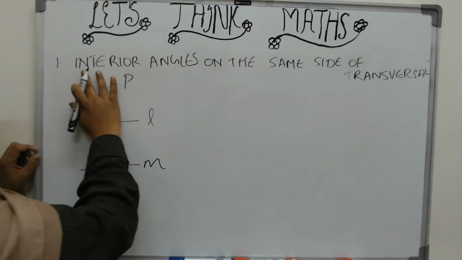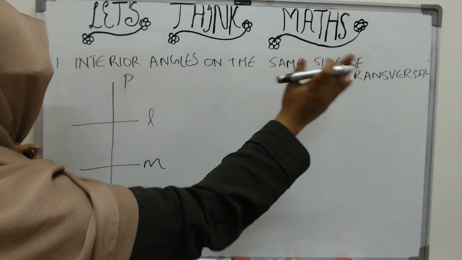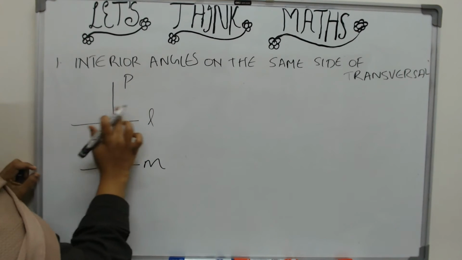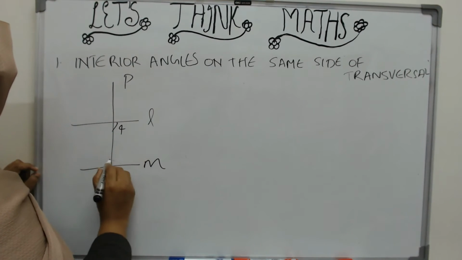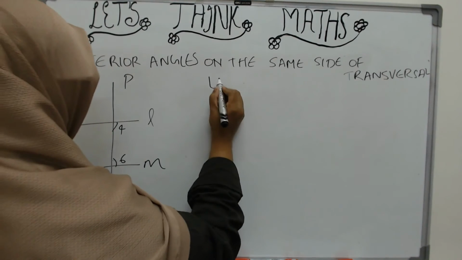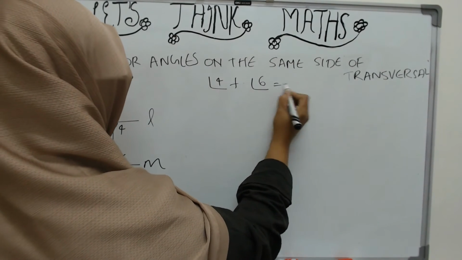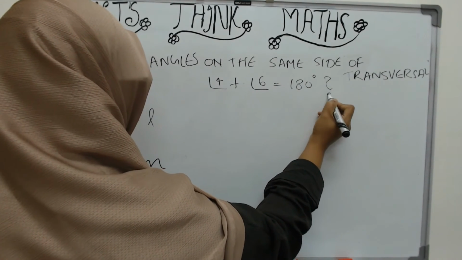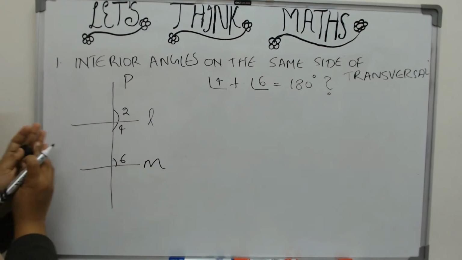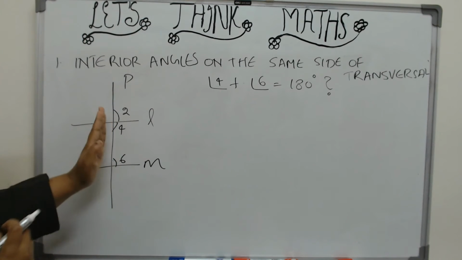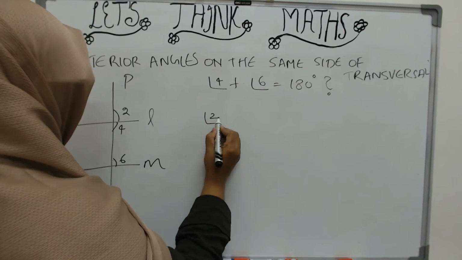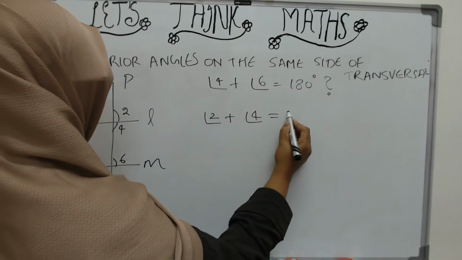Now the last one, we will see the interior angles on the same side of the transversal. Here we have the transversal. The same side of the transversal will be 1, 2, 3, 4, 6. So these two are supplementary. We are going to prove that 4 plus 6 is 180. And how will we prove that? Look at this angle. Suppose this is angle 2. Look at this. This is a straight angle. Straight angle means its sum is 180 degrees. So that means angle 2 plus angle 4 is 180 degrees.